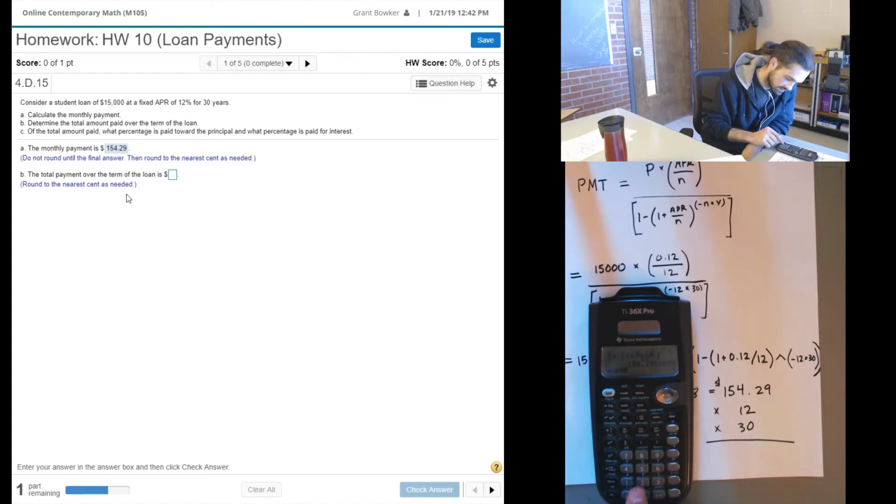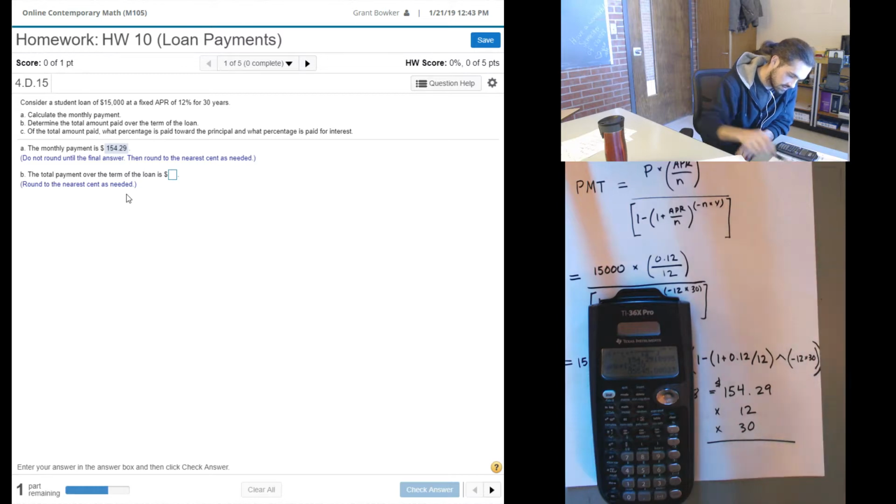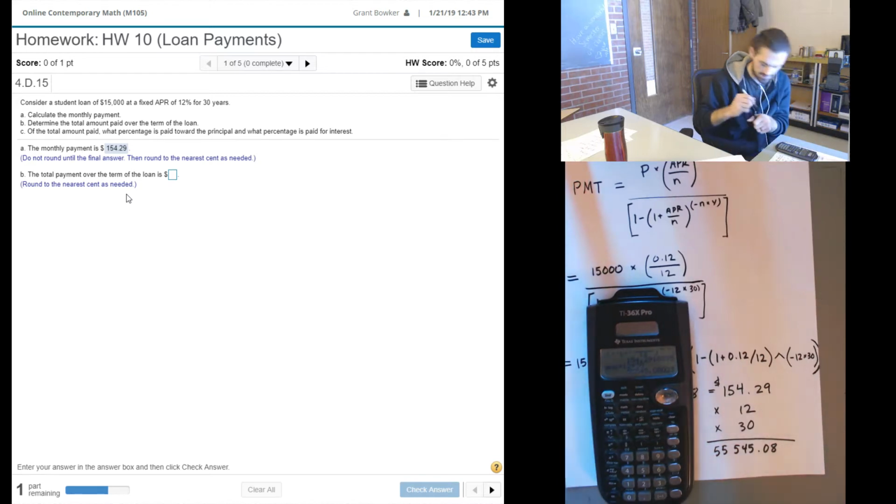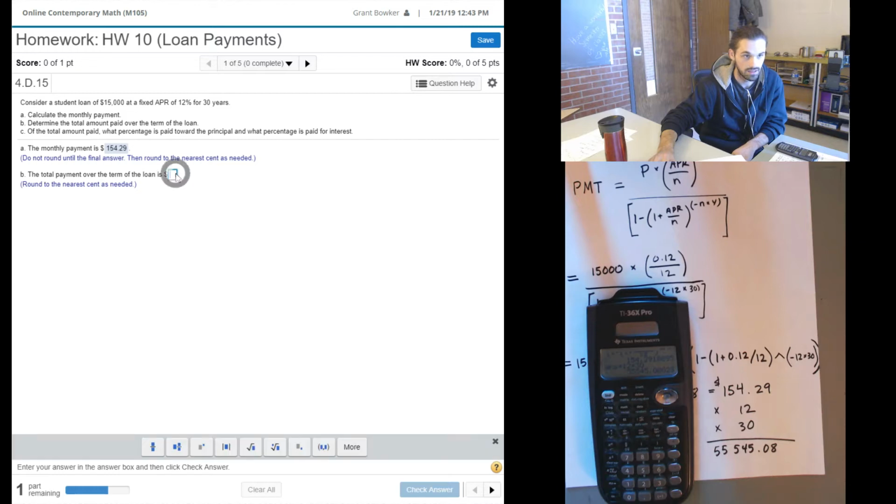154.29 times 12 times 30. Well, that gives me $55,545.08. So recognize you took out a loan for $15,000, and because you drug it out for 30 years and you only made the minimum payment, you end up paying over $50,000.